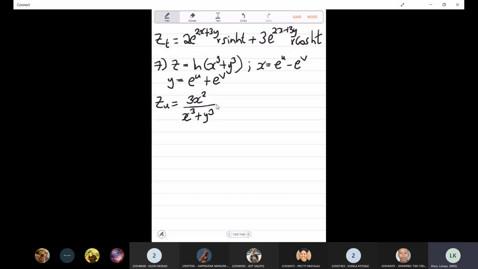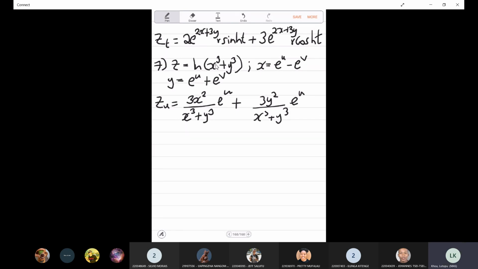And then we multiply this with the derivative of x with respect to u, which is e to the power of u. We add the derivative of z with respect to y. So here we'll get 3y squared over x to the power of 3 plus y to the power of 3. Then multiply the derivative of y with respect to u, which is also e to the power of u.